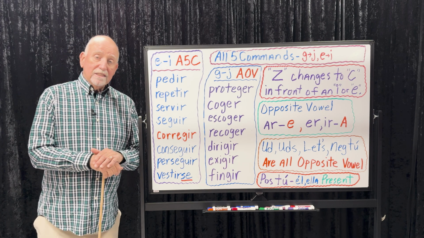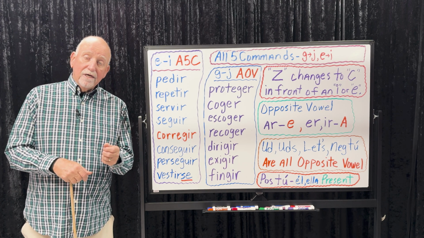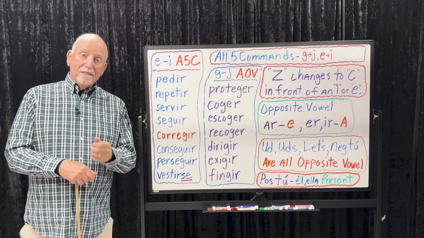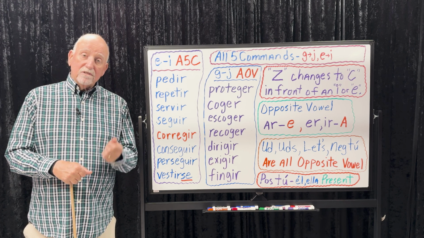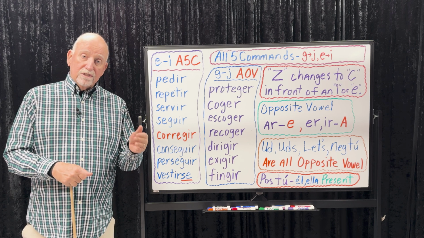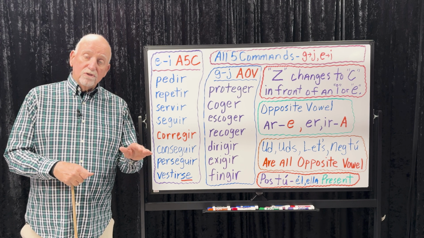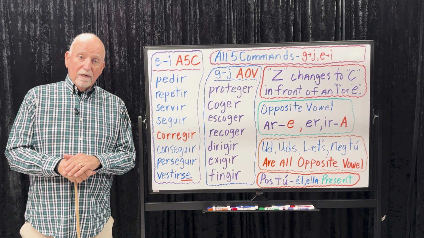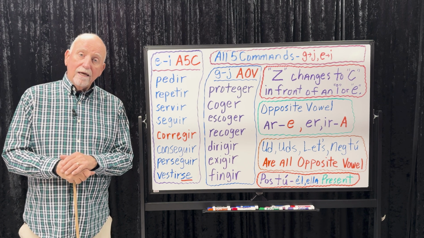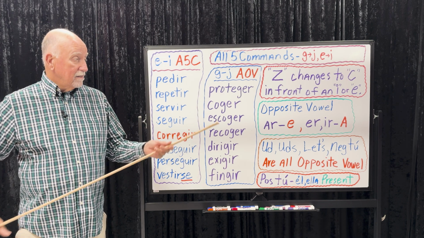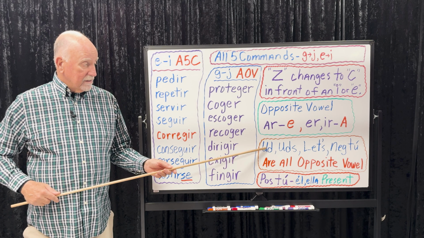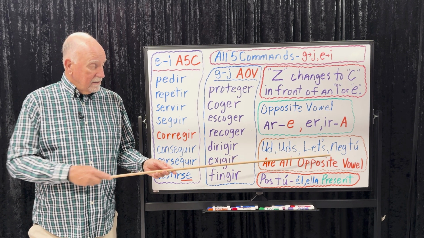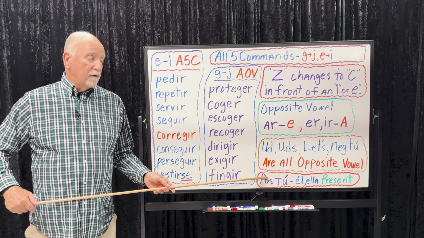Why does the G change to J? Because proteger, that's the soft G. So when we say protejo, we need to maintain the integrity of the verb and have the soft G sound. That's why G goes to J. Protejo, J-O. If we put a G, it'd be the hard G, protego. So proteja, protejan, protejamos, no protejas. And here's protege with a G-E.